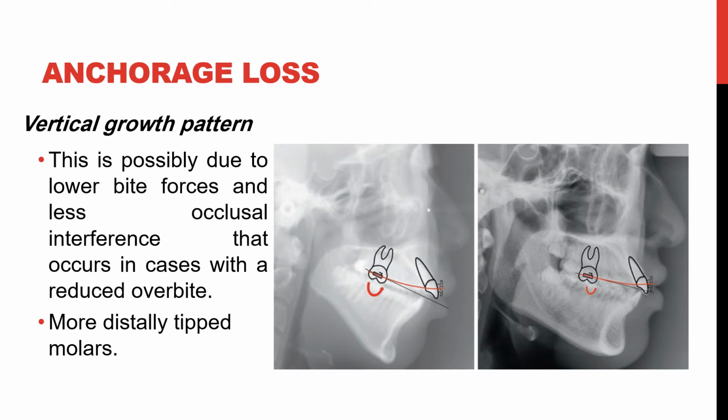We can compare the angulation of molars on the left and right radiograph. We can see that on the left, in a patient with an increased vertical height or the vertical growth pattern, the molar is more distally tipped as compared to the one on the right where the molar is more upright. Placing a straight wire will lead to the rotation of the molar in a forward direction or loss of anchorage.